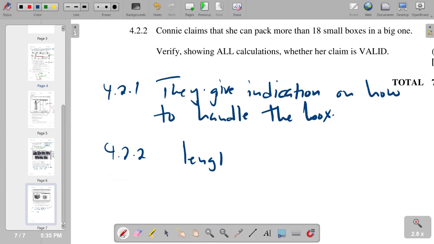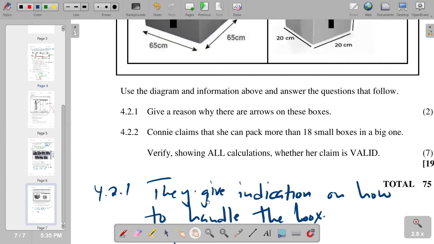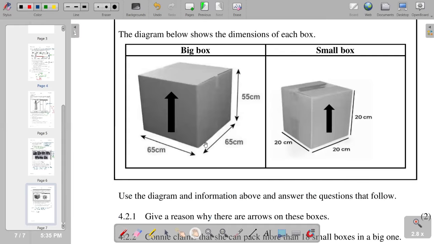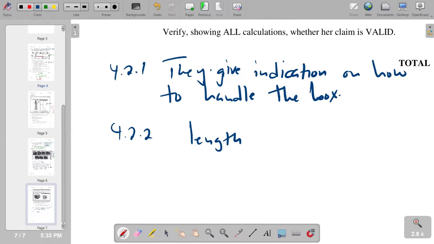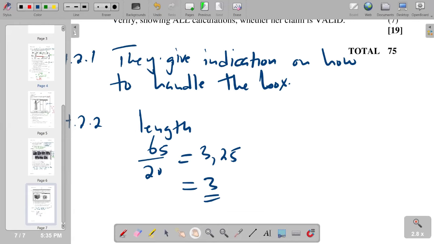So on the length, we are saying the length of the bigger box, we have got 65 centimeters. And then small box, we have got 20. So 65 divided by 20. So if we come on this part, we are going to say 65 divided by 20, and then your answer is going to be 3.25, which we are supposed to round down to become 3. For the length, it becomes 3. Then we do for the width.